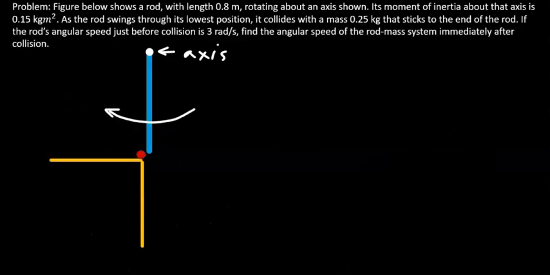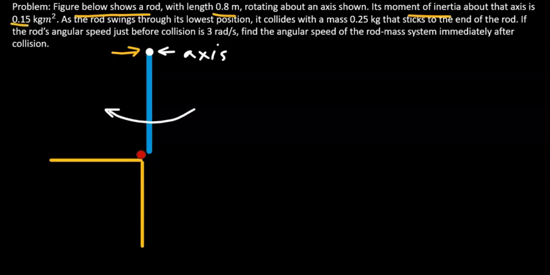Problem 2. The figure below shows a rod with length 0.8 meters rotating about an axis shown. So this is the axis, and the axis is coming out of the board. Its moment of inertia about that axis is given by 0.15 kg·m². If the rod swings through its lowest position, so that is the lowest position, it collides with a mass of 0.25 kg that sticks to the end of the rod. If the rod's angular speed just before the collision is 3 radian per second, find the angular speed of the rod-mass system immediately after collision.